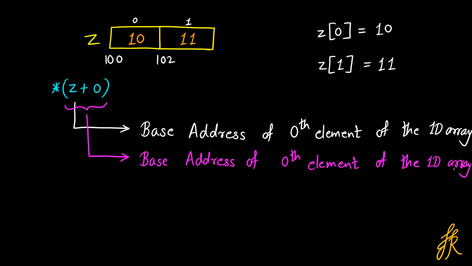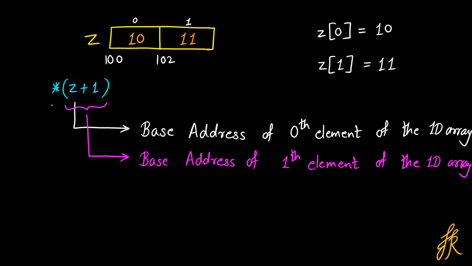So instead of taking 0, let's see one example. So maybe it will differentiate this statement. If we add 1 to it, what will happen? It won't be 101. So 100 plus 1 won't be 101, because right now 100 is the base address of the 0th element of the 1D array. Now, if we do plus 1, we will get the base address of the first element of the 1D array. So plus 1 will give 102. It won't be 101.